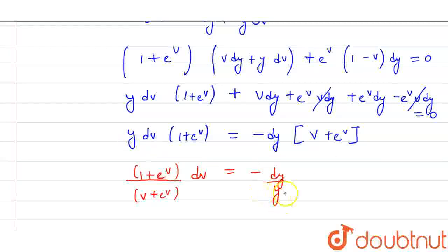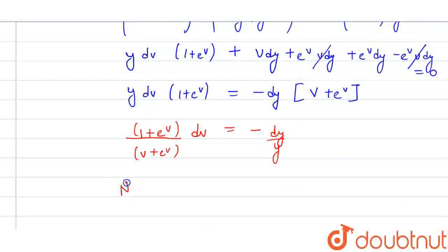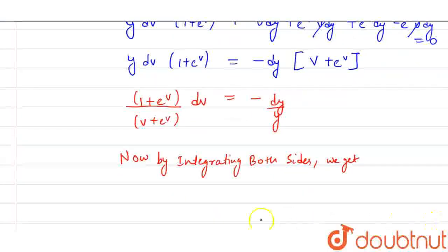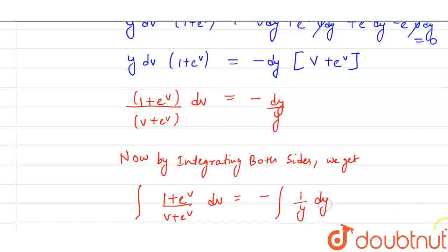We have taken this y to this side and v plus e^v to this side. Now, by integrating both sides, we get the integration of (1 plus e^v) divided by (v plus e^v) dv equals the negative of the integration of 1 by y dy.